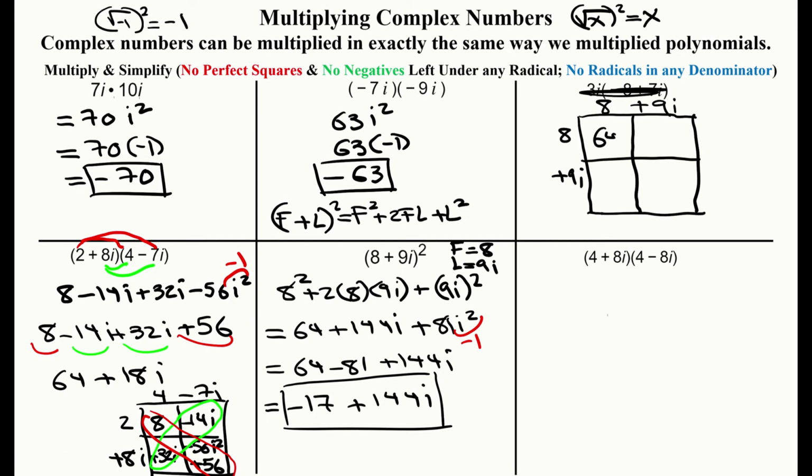So 8 times 8 is 64, 8 times positive 9i gives us plus 72i, 8 times positive 9i gives us positive 72i again down here. And in this one we have positive 81i squared. We replace the i squared with -1, so it becomes -81. So of course we notice that this term and this term are like terms, and that was a negative 81, don't mistake it for less. And we also notice that this term and this term are like terms. So again, we can combine those to get the negative 17, and we can combine those to get the 144i.